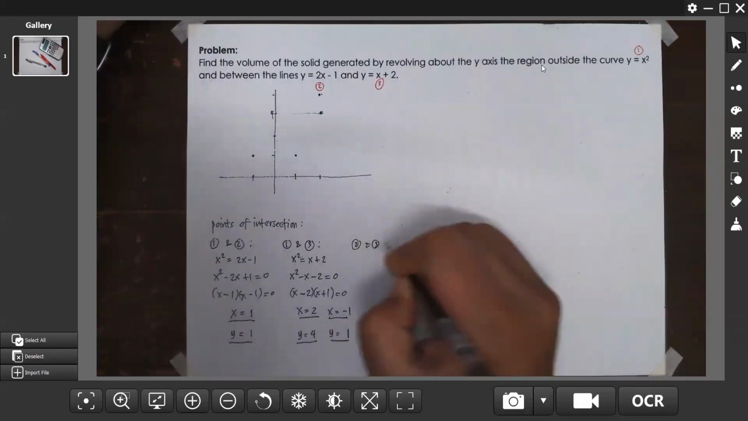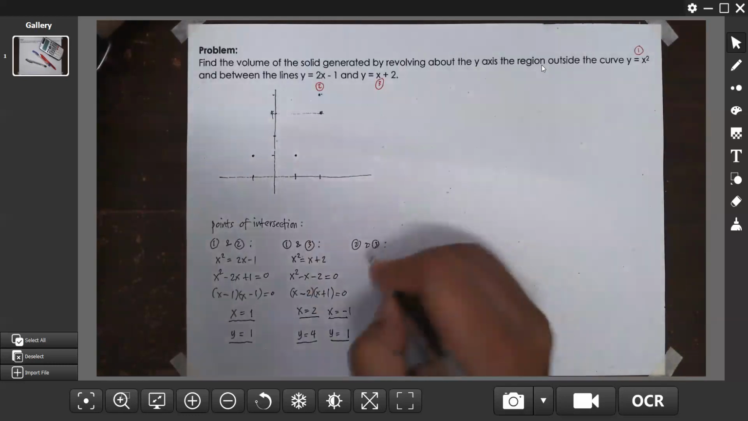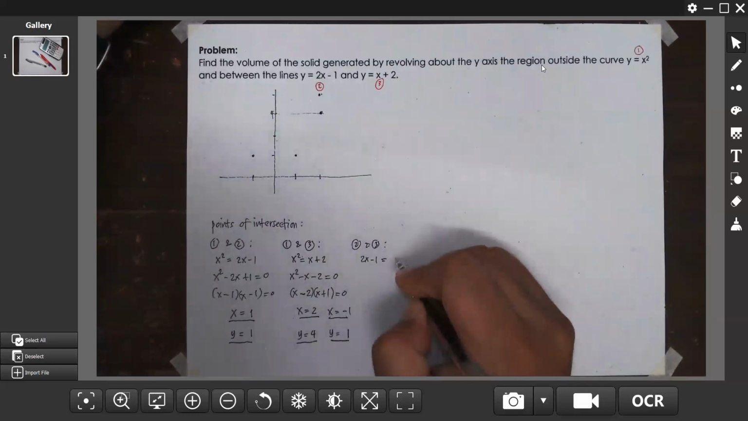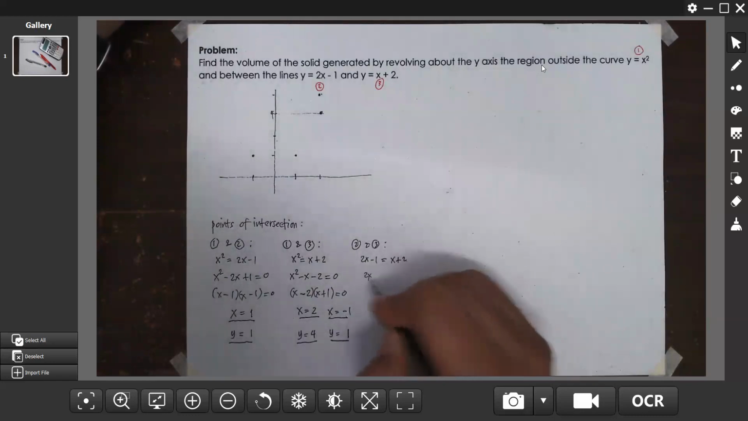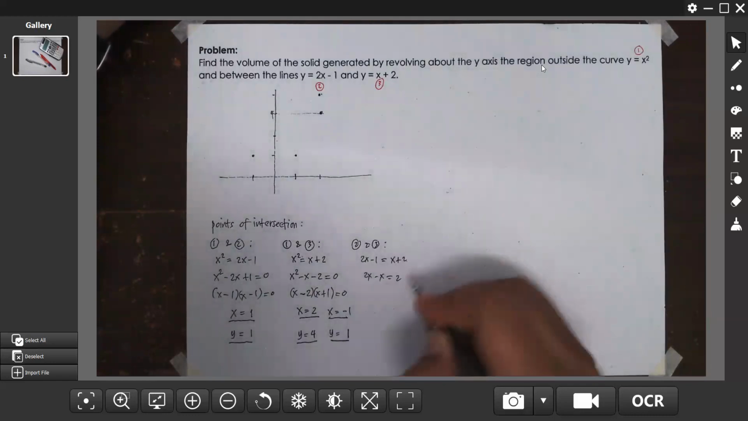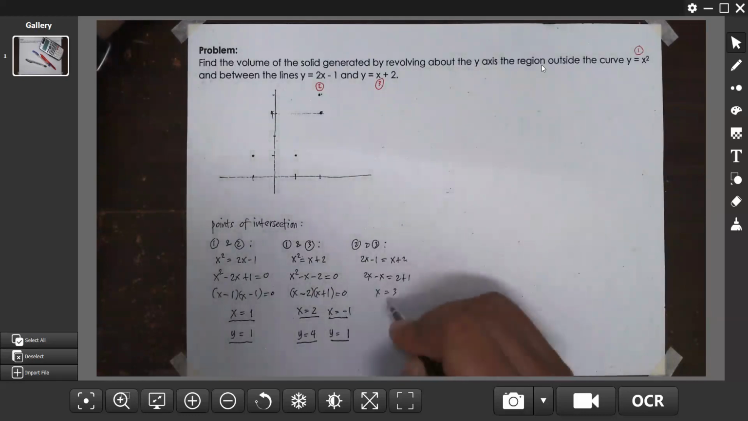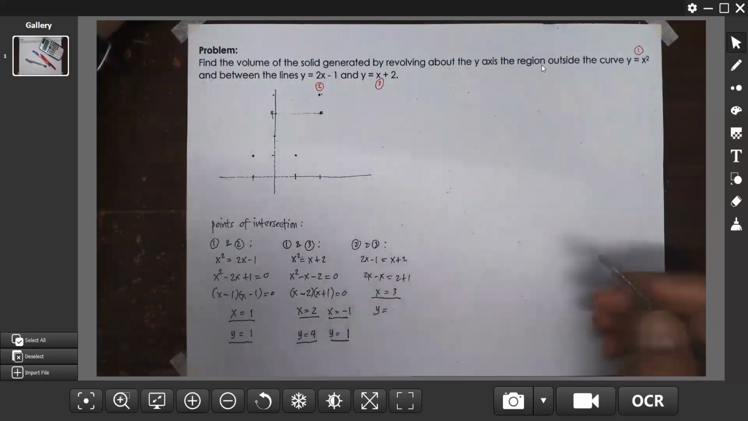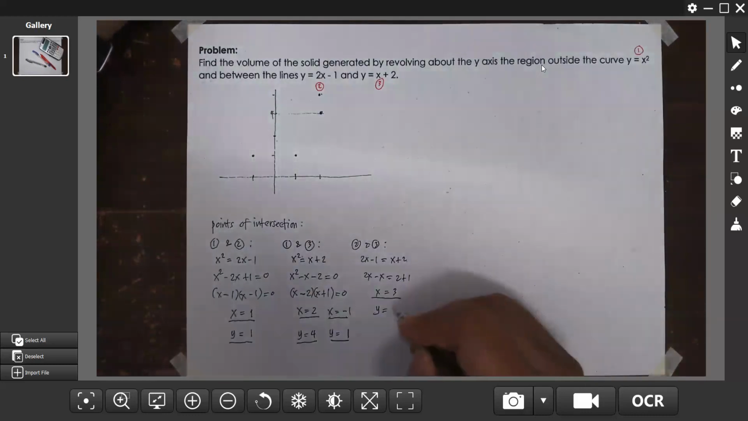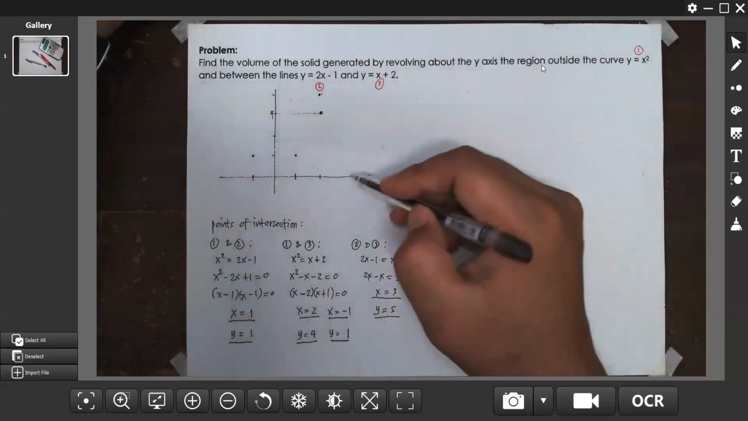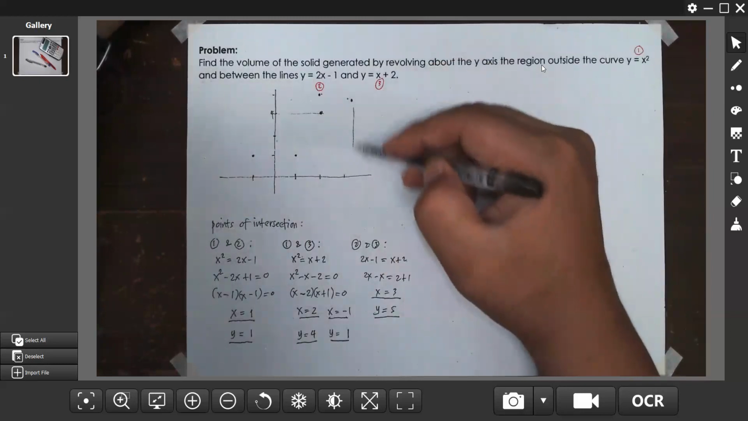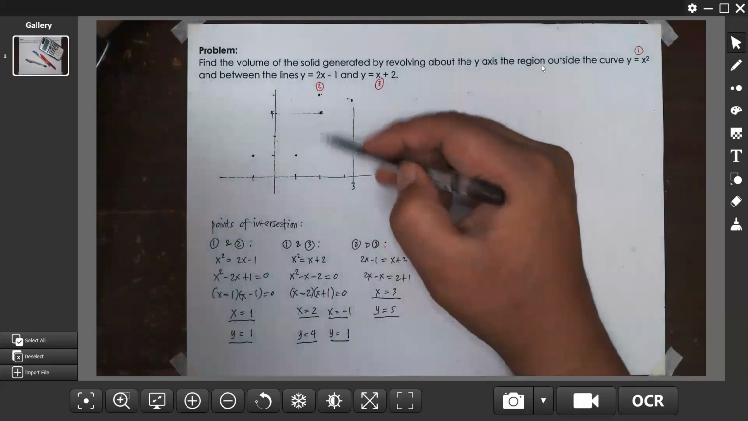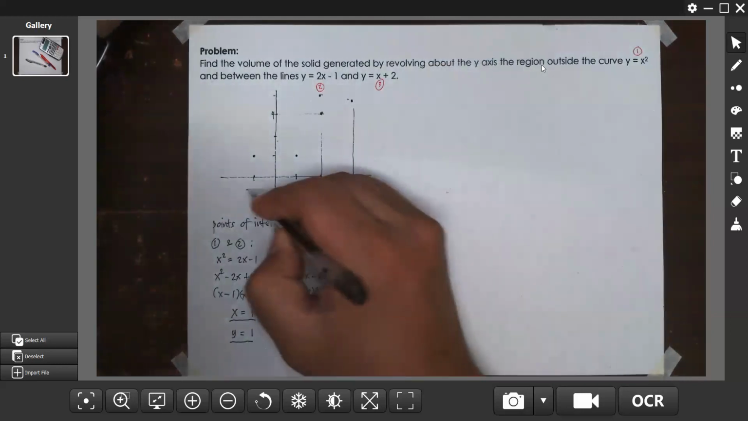For curves 2 and 3, equate them: 2x minus 1 equals x plus 2. Transposing, 2x minus x, you have 2 plus 1, so x equals 3. When x equals 3, y is equal to 5.